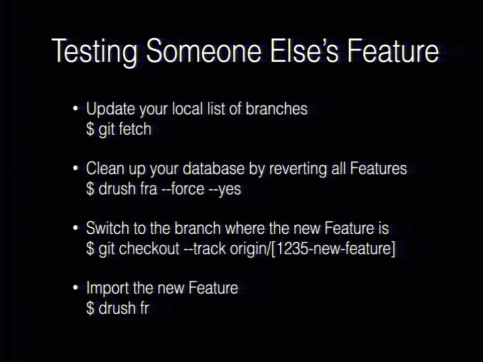So now that we've got that information available, the next thing that we want to do is actually test that feature before going ahead and putting it into the main line, because we're in a separate feature branch at this point. Before we merge it into dev, we're going to go ahead and, as the reviewer, update our local list of branches with git fetch. That will tell us that the new branch 1234 new feature is now available.